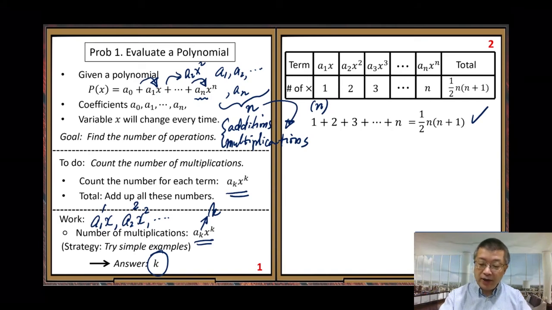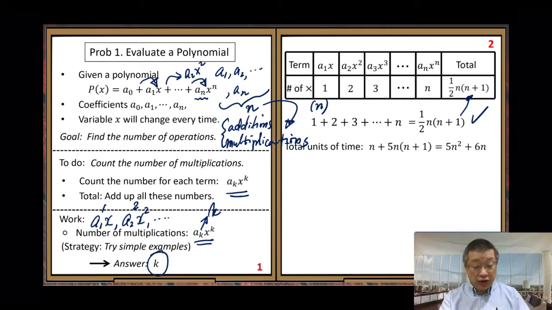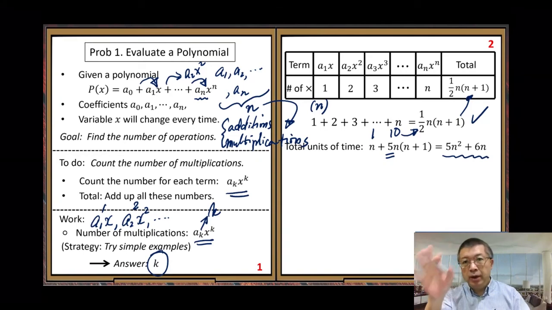So that's the total units of time. All right. For the addition part, each addition corresponds to 1 unit, right? Each multiplication corresponds to 10 units, but 10 multiplied by 1/2, so we get a 5. So the total number of units of time expression is 5n squared plus 6n.